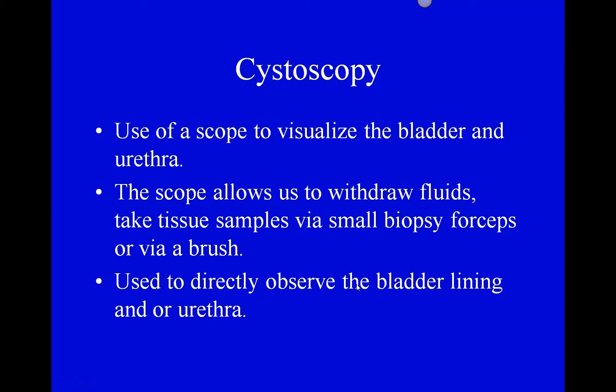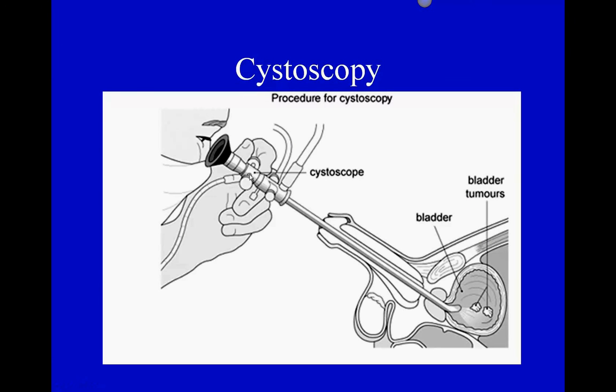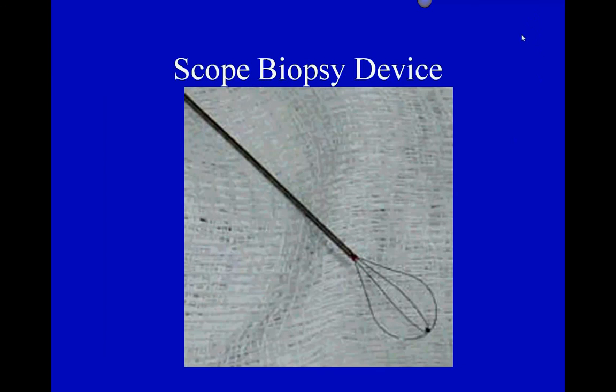Some of these tests don't sound very fun to me, and I'm glad I haven't had a lot of them. This scope is going to let us take biopsy samples. We could use little pinchers, forceps, or a brush, and we're going to be able to look directly at the bladder and the urethra. By using the scope, the physician is able to pass instruments through there. They can directly visualize, and they visualize some tumors here. They could pass an instrument through that scope and take samples of that tissue.